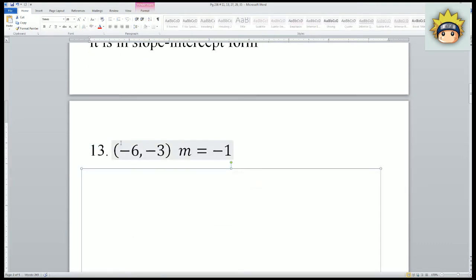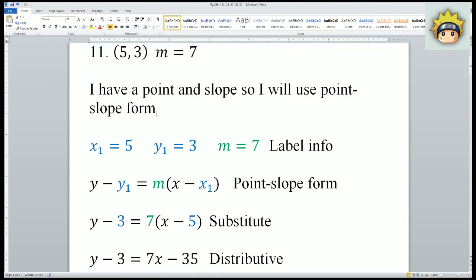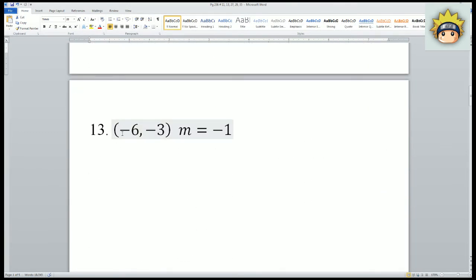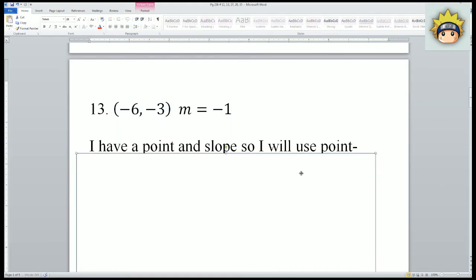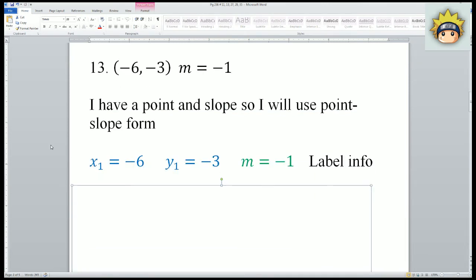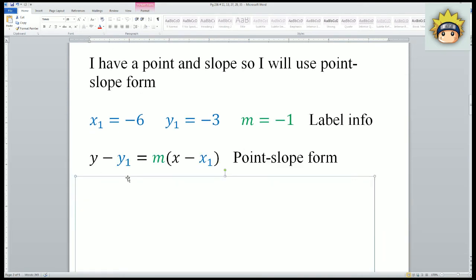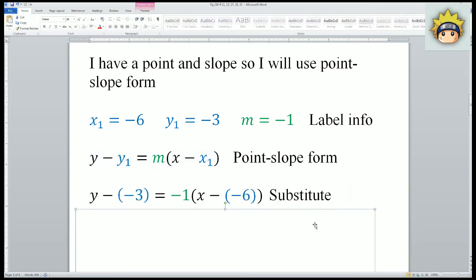Number 13 gives me the same directions. It asks me to write an equation in point slope form for a line that passes through each point with a given slope, then graph. I have the point -6 comma -3 with the slope of -1. My first step, I notice that I have a point and a slope, so I would use the point slope form. Let's label my information. X1 equals -6, Y1 equals -3, M, which is the slope, is equal to -1. I always label my information first. Next, I plug into point slope form. Here's my point slope form, and I plug it in.